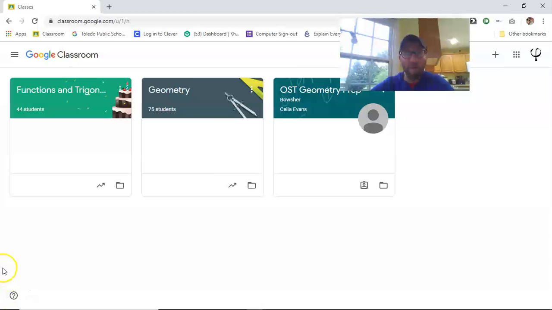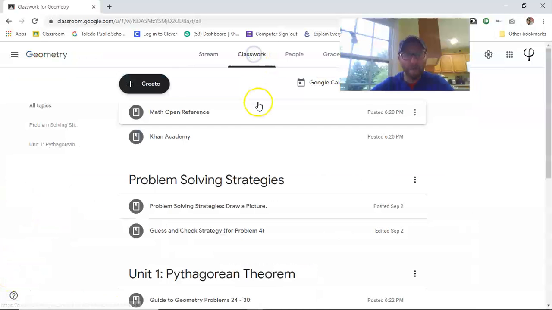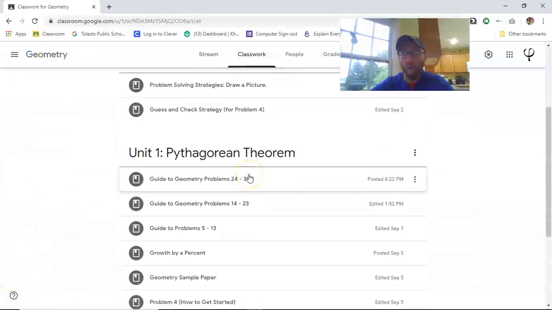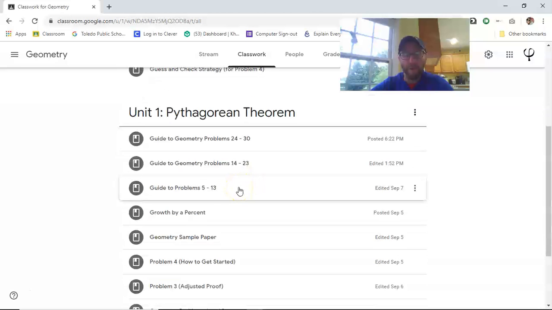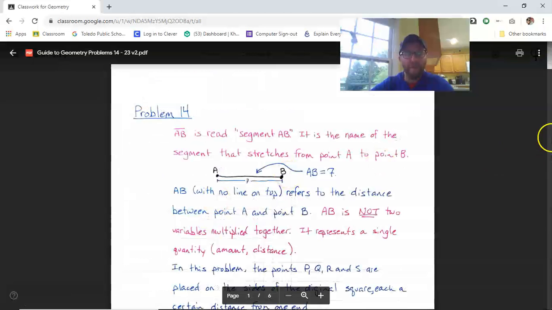So here we are in Google Classroom. I'm going to go into Geometry, then Classwork, and down here to Unit 1. That's currently where we're at. I'm going to open up a couple things. First, I'll open the Guide to Problems 14 through 23, and open up the PDF there.